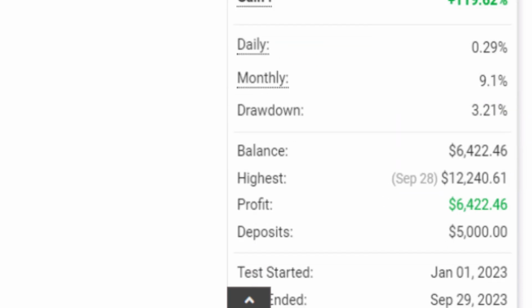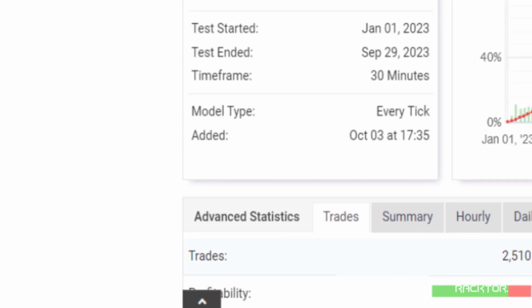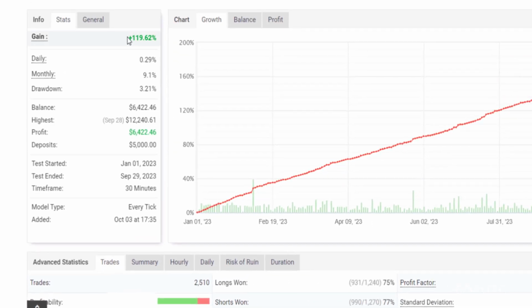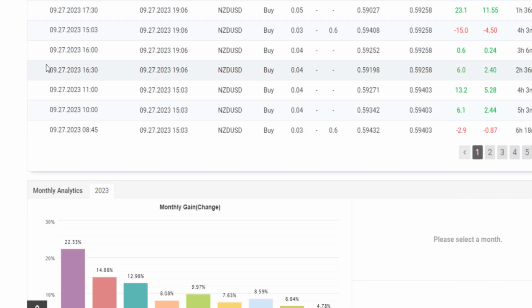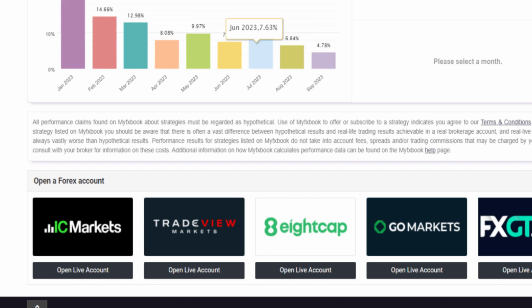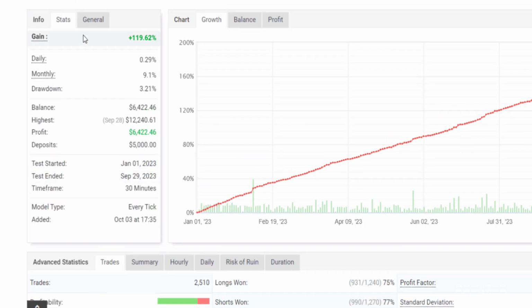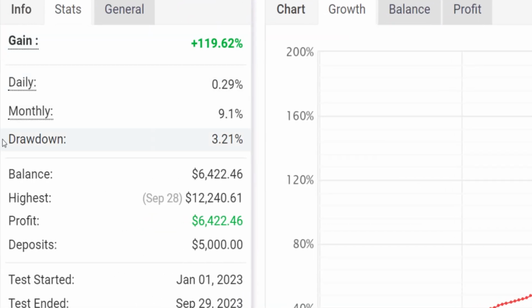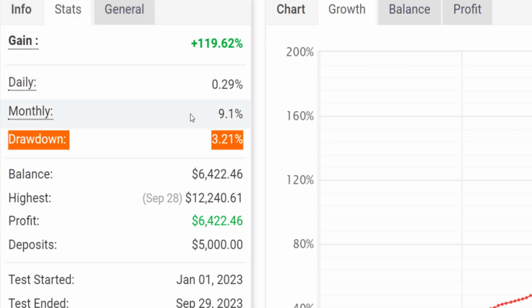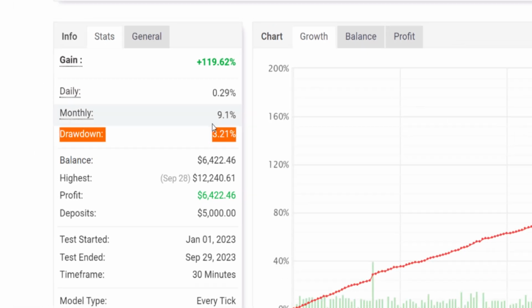Okay, great. Now that we've applied our filter, we can see 2023 just from January. Let's go check from January to September. We have a 119% return, with a drawdown of 3.21% and a monthly return of 9.1%, almost 10% monthly.